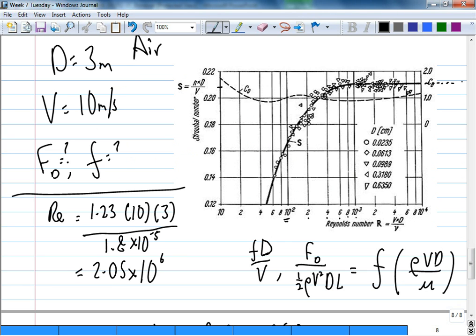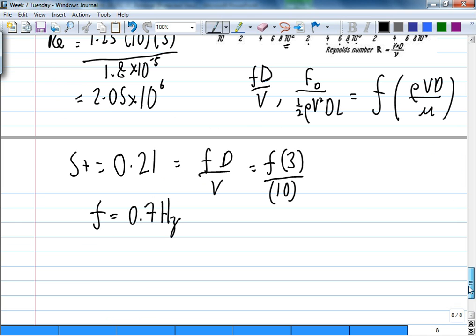We take that back here. Our CD is FD over half rho V squared DL, which is equal to, what is it? 0.6. From the graph, right?